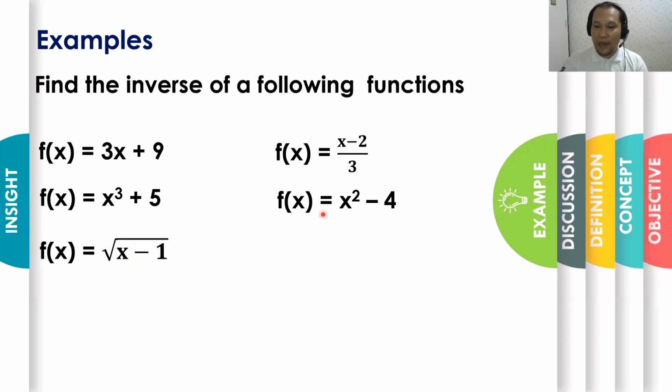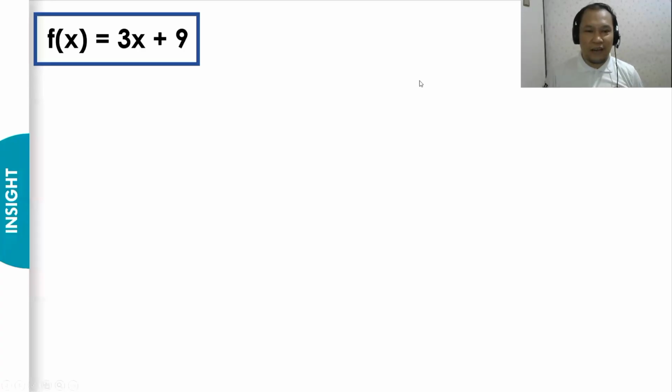And for f of x, since this is number 5, a quadratic function, the graph is a parabola wherein, using the horizontal line test, the horizontal line will touch at exactly 2 points. Okay, therefore, this will become a many-to-one correspondence. That's why we are going to provide a restriction so that we are going to come up with the inverse of this quadratic function. Okay, now let's have our example.